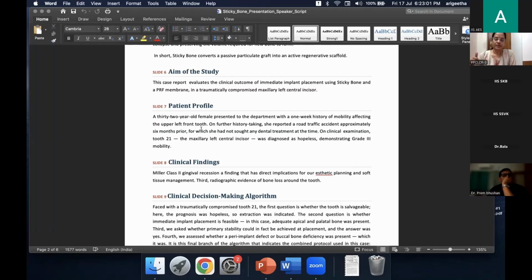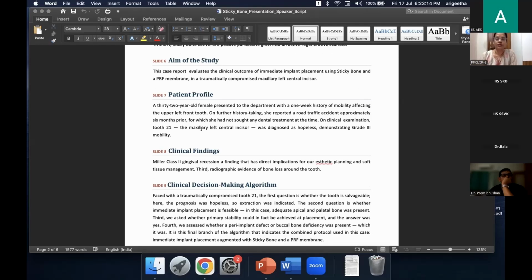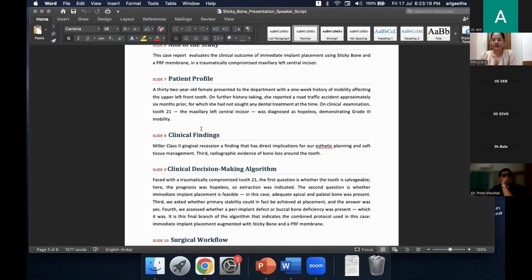The second question is whether immediate implant placement is feasible. In this case, adequate apical and palatal bone was present. Third, whether primary stability could be achieved at placement, and the answer was yes. Fourth, we assessed whether a peri-implant defect or a buccal bone deficiency was present, and in this case, we had a buccal bone deficiency.